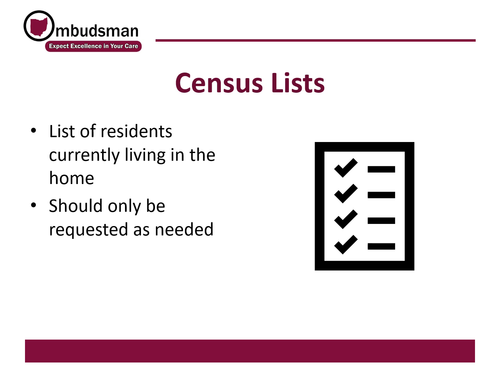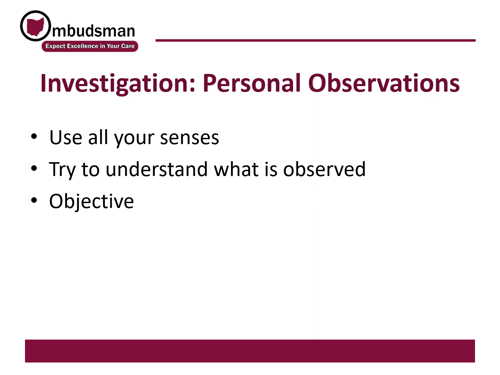Or we might ask you to obtain the resident census list so we can make calls to residents' rooms without identifying ourselves. So personal observations. When observing conditions where care is provided or where a resident lives, it's important to use all of our senses. So we want to approach a situation requiring investigative observation with an open mind and an understanding of what's observed. We want to be as impartial as possible.